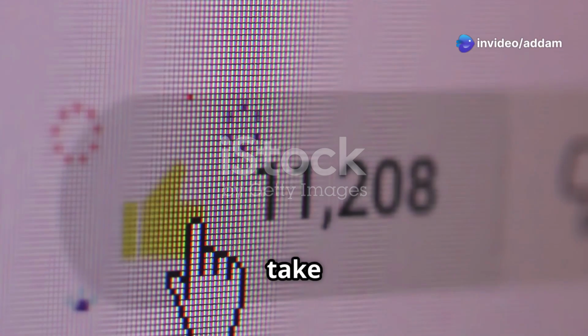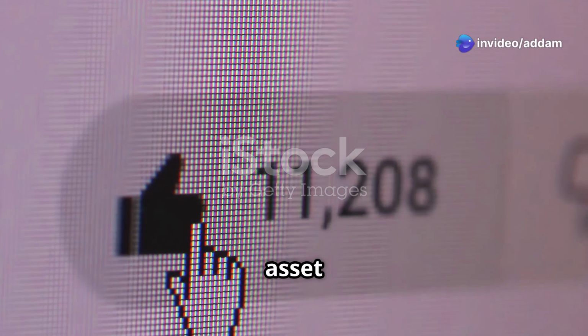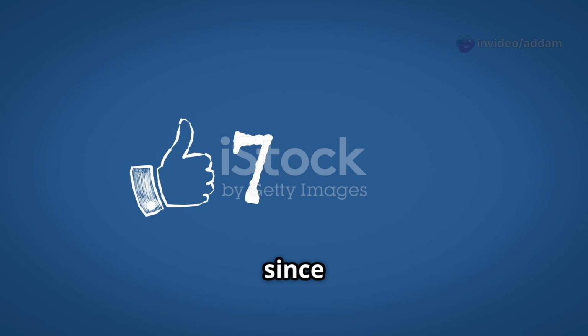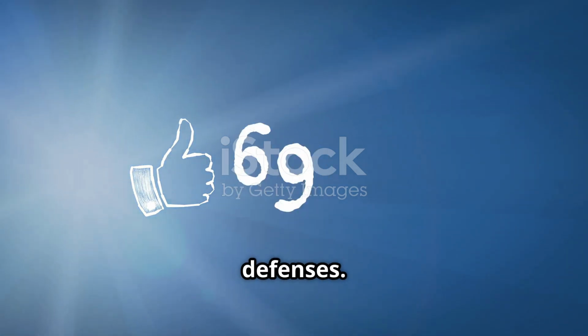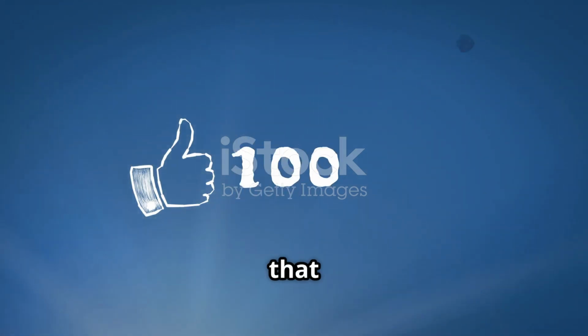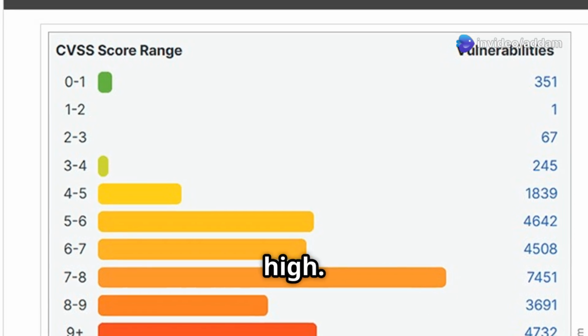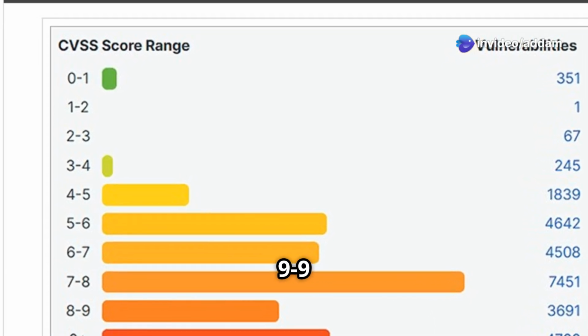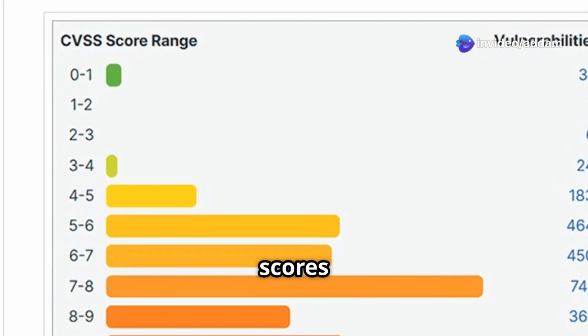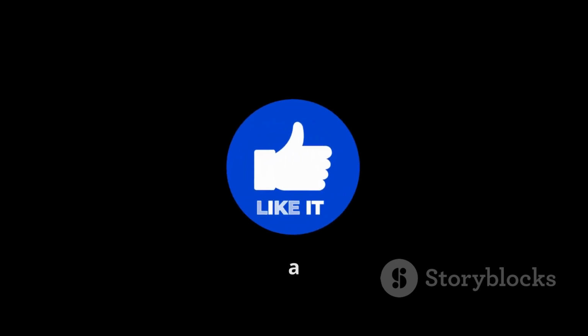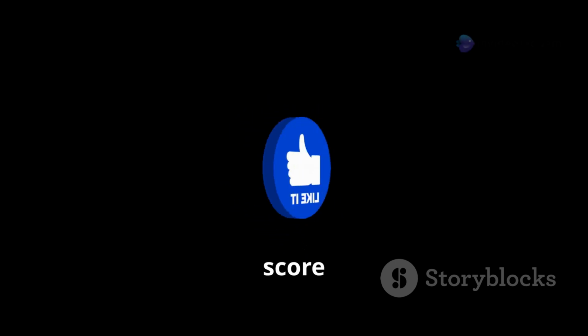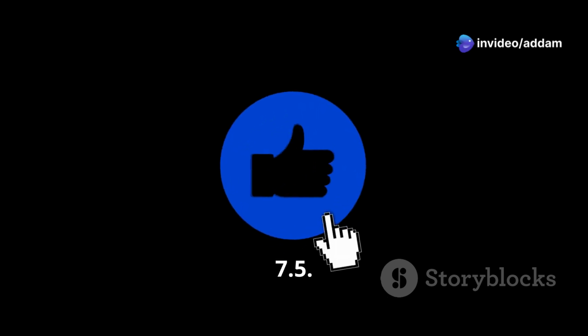The scores cannot take into account the risk toward an asset within a specific organization, since there is no insight by CVSS into the organization's security defenses. Also, it has been noted that CVSS scores tend to skew high. Figure 9 illustrates the CVSS scores over a 12-month period. These have a weighted average score of 7.6 out of 10. Over a 20-year period, the weighted average score was still very high at 7.5.